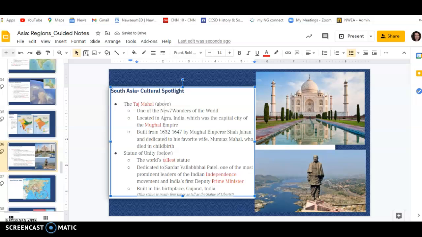India's independence movement from Britain, as an independent nation and no longer a British colony, also happened in relatively recent history. The statue is built in his birthplace. This leader of the independence movement, Patel, was the deputy prime minister, and the statue is in Gujarat, India. A fun fact: this statue is nearly 4 times the size of the Statue of Liberty. It's almost 600 feet tall.